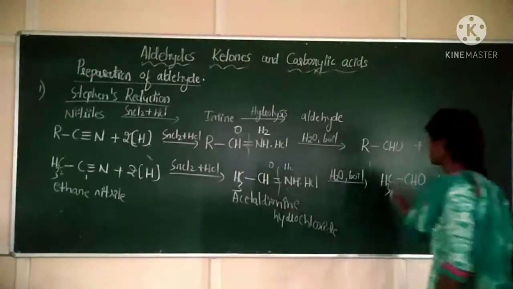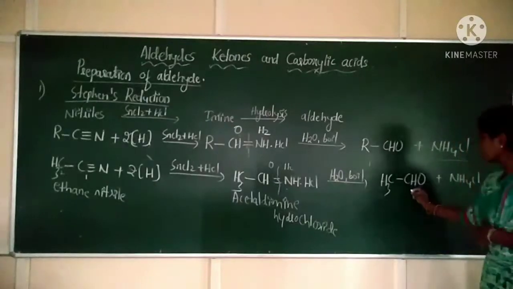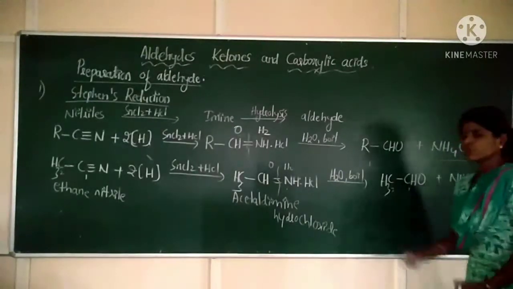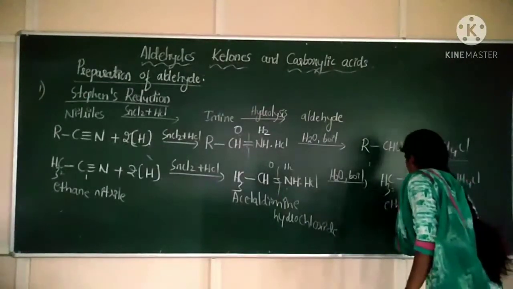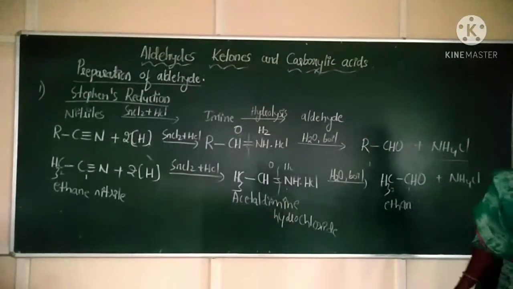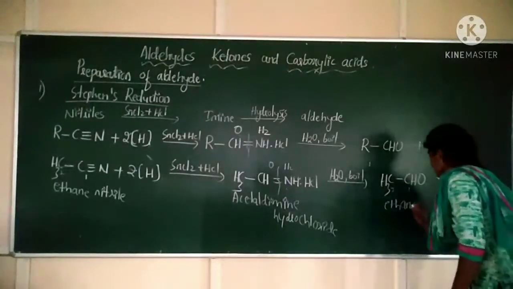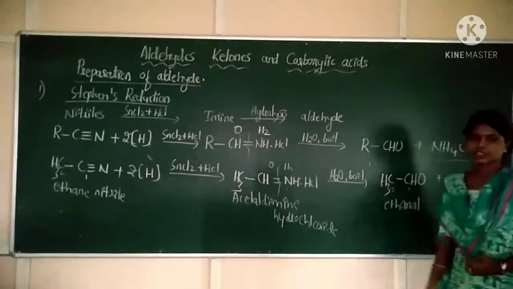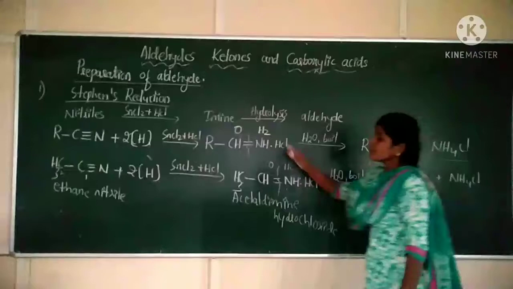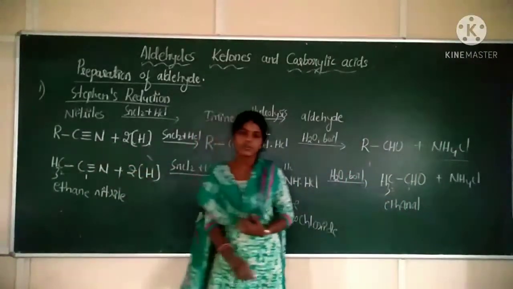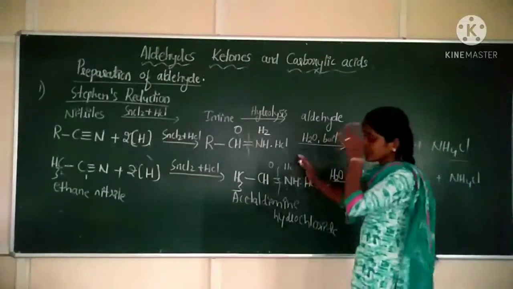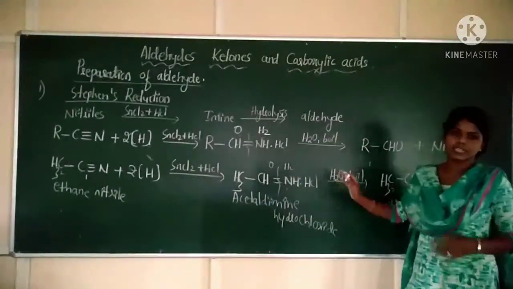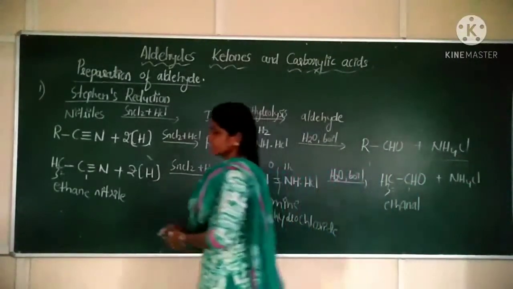Okay. Next. So what is its name? Start numbering from the right side. 1, 2. 2 carbons are there. So what is the root word? Eth. Carbon single bond. Al. E is replaced by which letter? Al. So ethanal is the IUPAC name for this compound. Clear? So by substituting R by different alkyls, take methyl, propyl, benzene, you can prepare different aldehydes. Clear? So this is Stephen's reduction reaction.